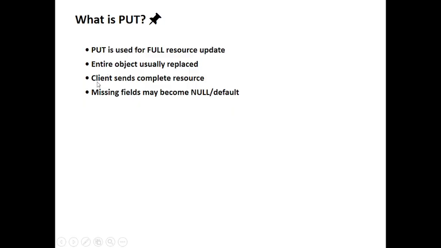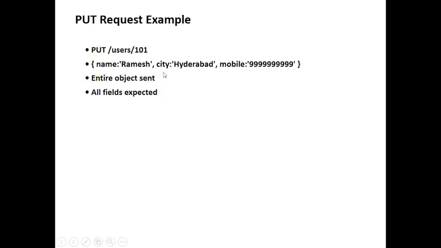So what is PUT? PUT is useful for resource update. The entire object is usually replaced. The client sends the complete resource, right? So missing fields may become null or default. This is the URL: PUT /users/101. For the user ID 101, we are trying to update the mobile number, but the entire object is sent. So we are updating the entire object. All fields are expected here, even though we are updating only the mobile number.